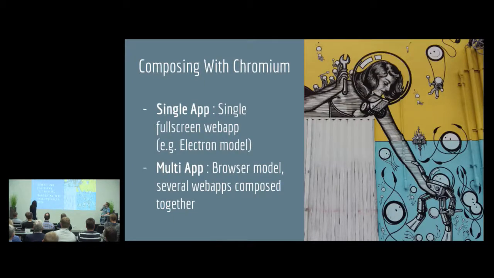So basically, you have the same idea. You have a single full-screen web app and this type of Electron model, like you will see in Visual Studio Code or, what's it called, Sublime, which are basically web apps running on an underlying Chromium. So it is one full-screen web app, really.